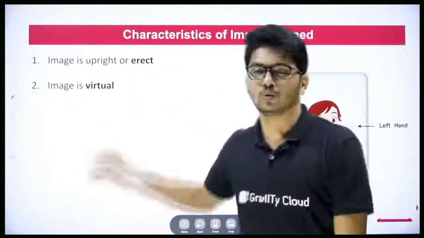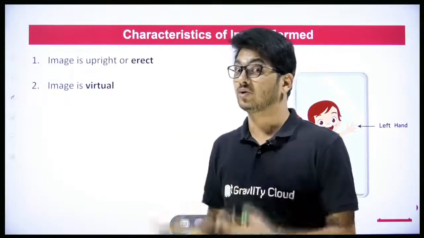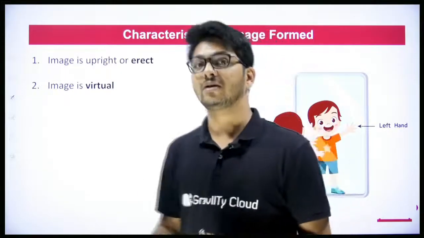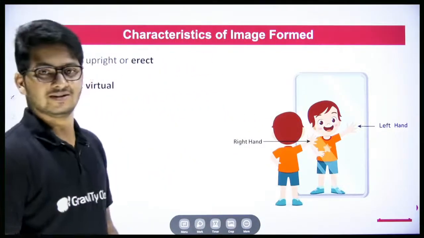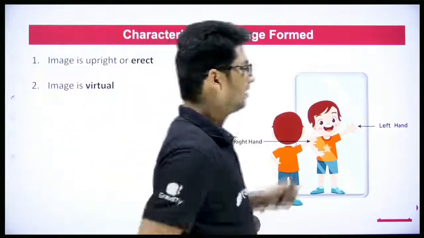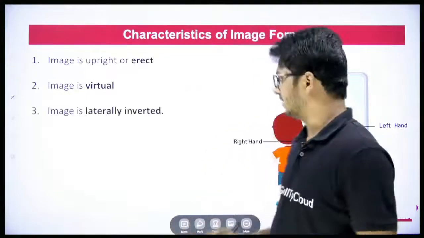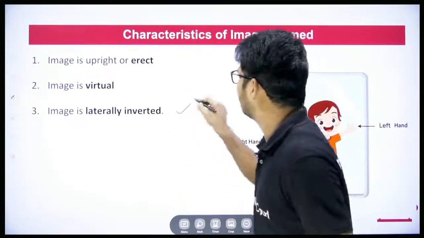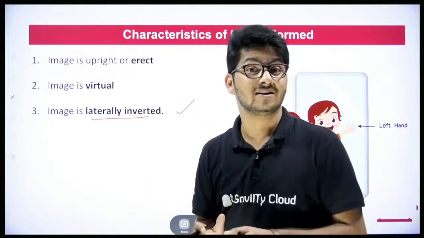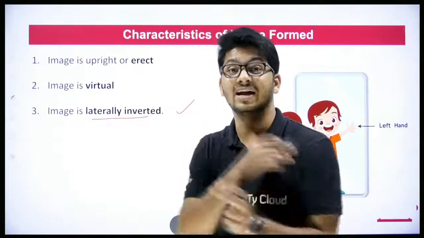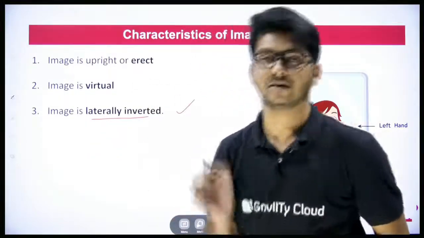Then it is virtual. What does virtual image mean? Quickly recollect. A virtual image means an image where rays do not actually meet. So, in the case of a mirror, the image is virtual. Rays do not actually meet. The image is laterally inverted, very important. What does laterally inverted mean? It means right becomes left and left becomes right.